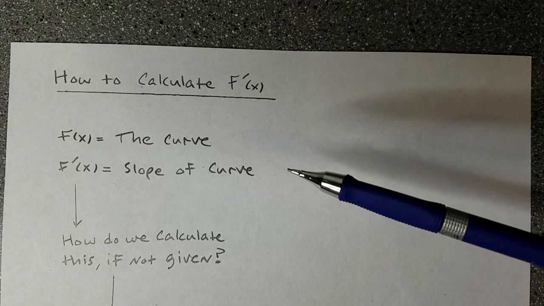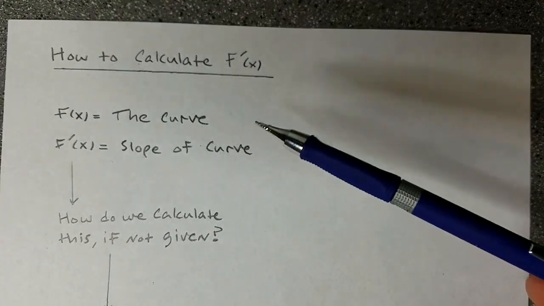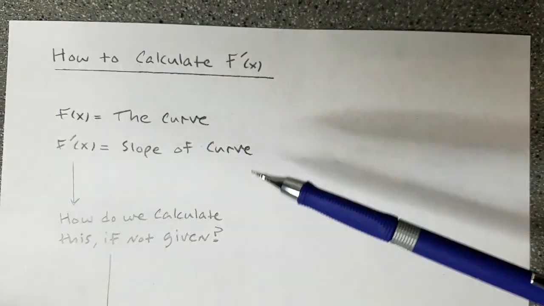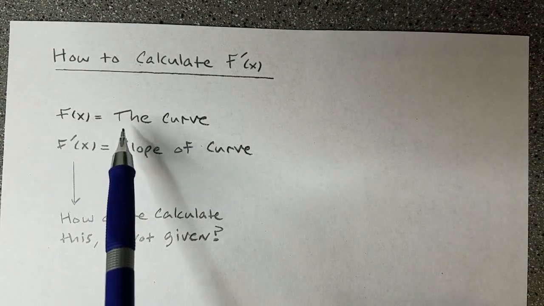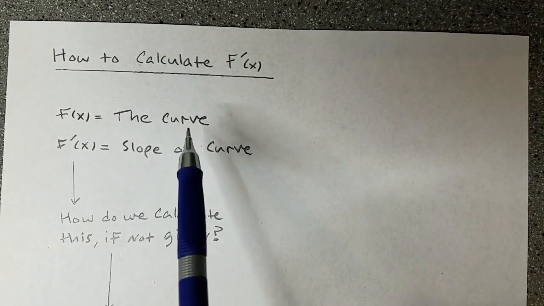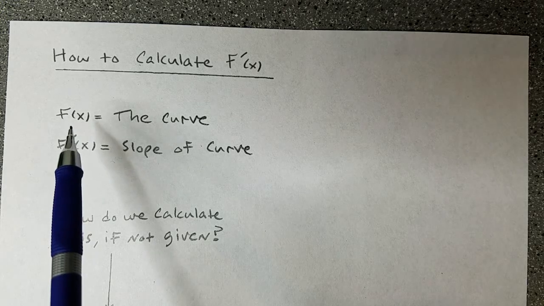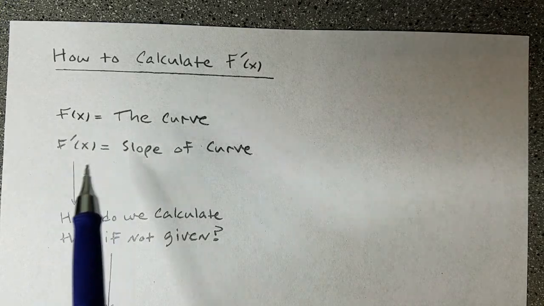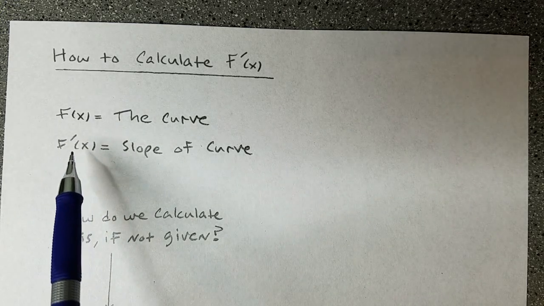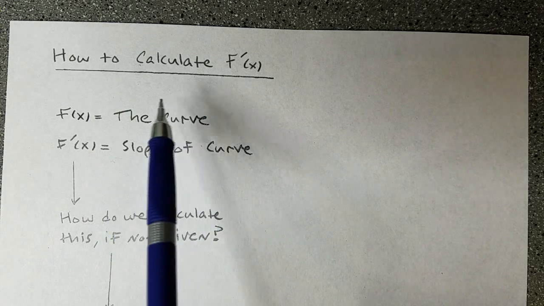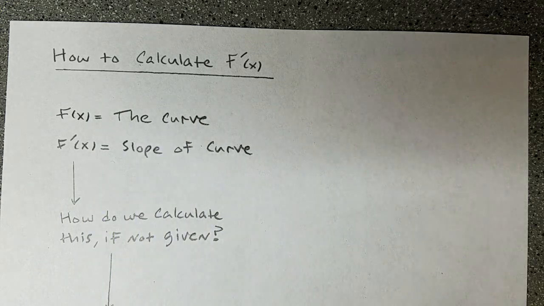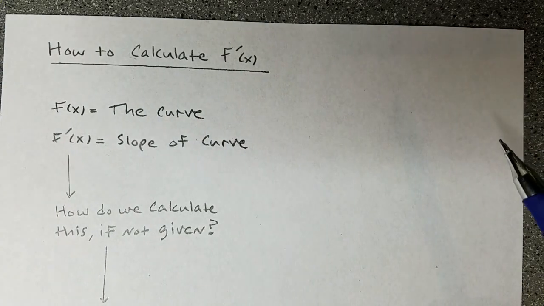Okay? And quick reminder, as far as the elements that are involved in this, f of x is the curve, the graph. f of x is some original function or formula, and f prime is this thing that tells you the slope of that curve. All right, and as far as the basic concept there, that's been covered in the videos leading up to this point.